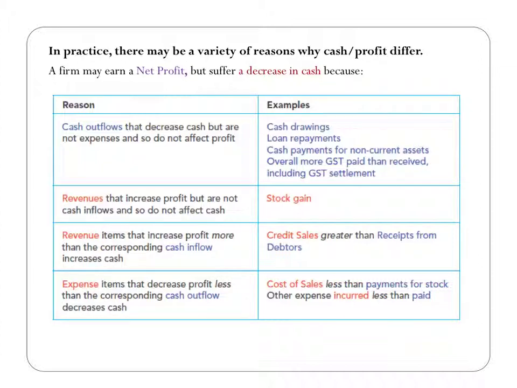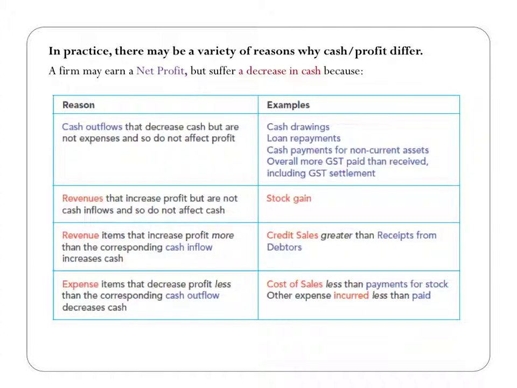All right, so because of all these reasons, in practice usually it's a variety of reasons or a combination of reasons, so why profit and cash may differ. A combination of all the reasons we have talked about may cause your cash at bank to be different to your profit. Two separate, distinct concepts.